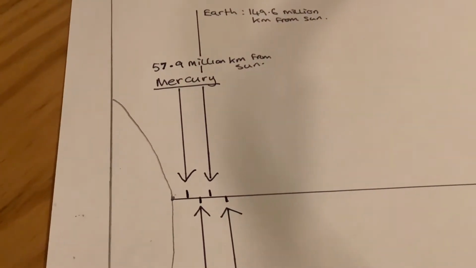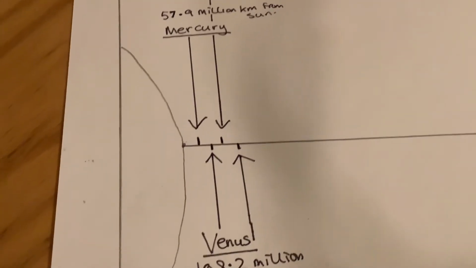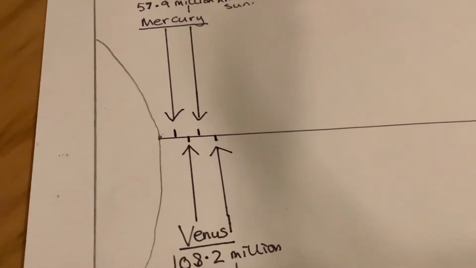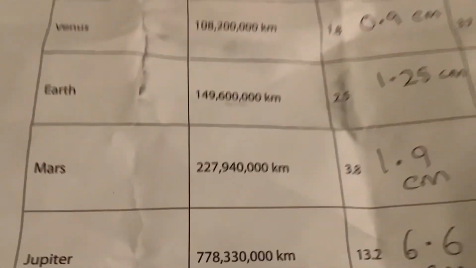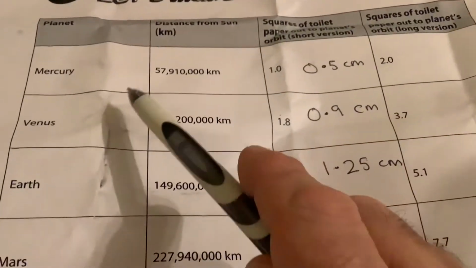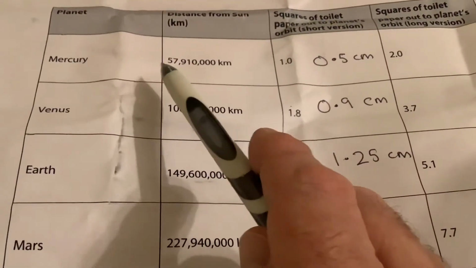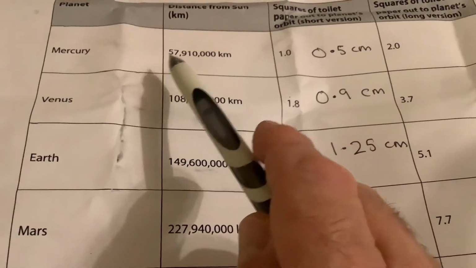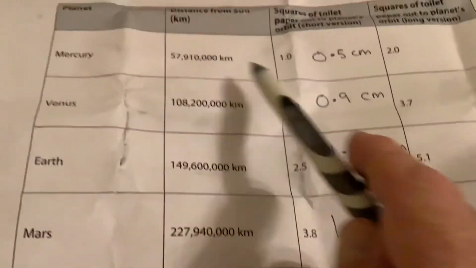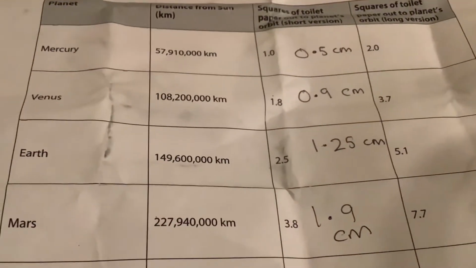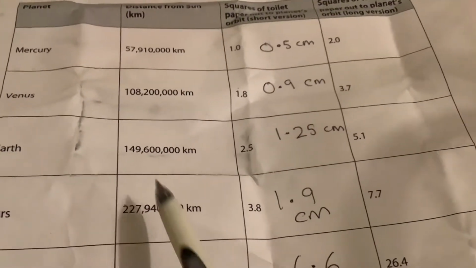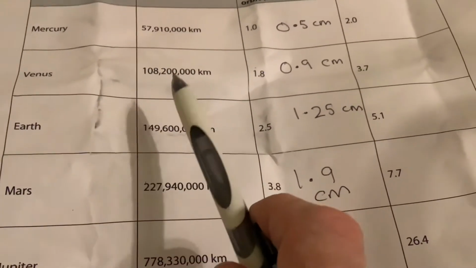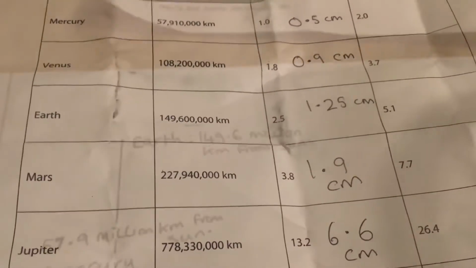Okay, on to Jupiter, which is 6.6 centimetres, and Saturn, which is 12.1 centimetres. And for those who are not sure what I'm referring to, it's in thousands of kilometres here. I've changed it into millions. So 57,910,000 kilometres, I've changed to 57.91 million kilometres. Equally, 108,200,000, I've changed to 108.2 million. It's the same thing.